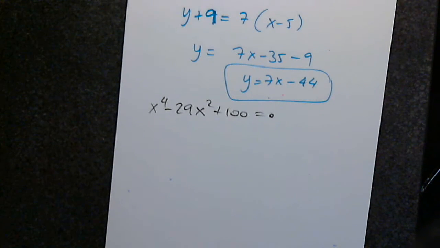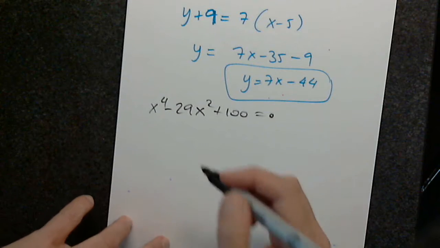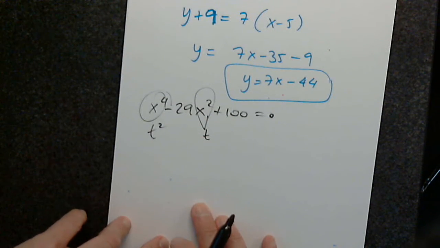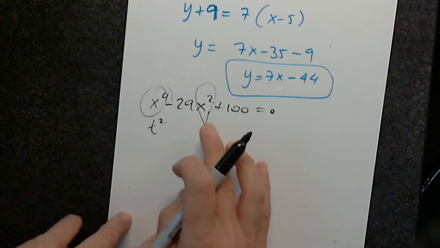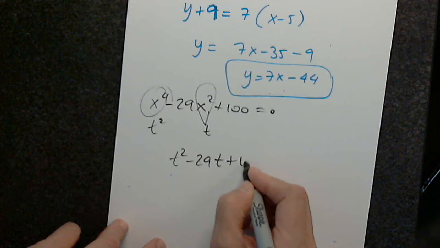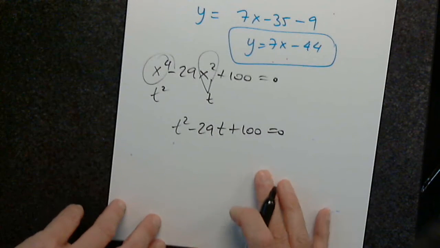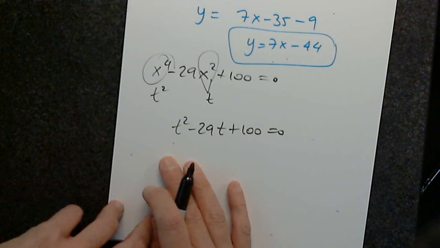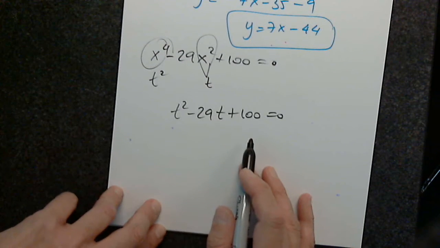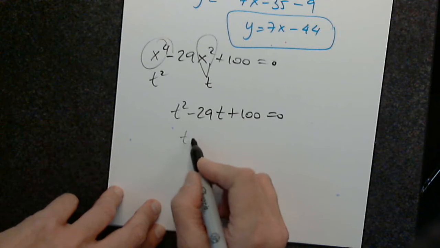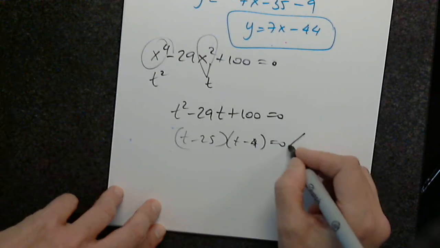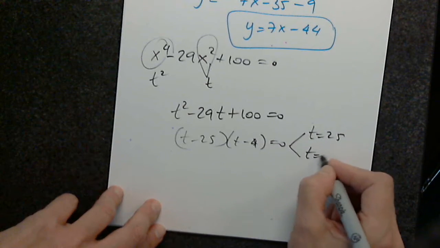Okay, so in this situation, I will denote this by t and this by t squared because it's there, not because I want to. When I square this, I will get that. So t squared minus 29t plus 100 equals 0. As I said, if it takes more than 20 seconds to factor, forget it, and just use the quadratic formula. But it's not a big deal with -25 and -4. And get t equals 25 and t equals 4.